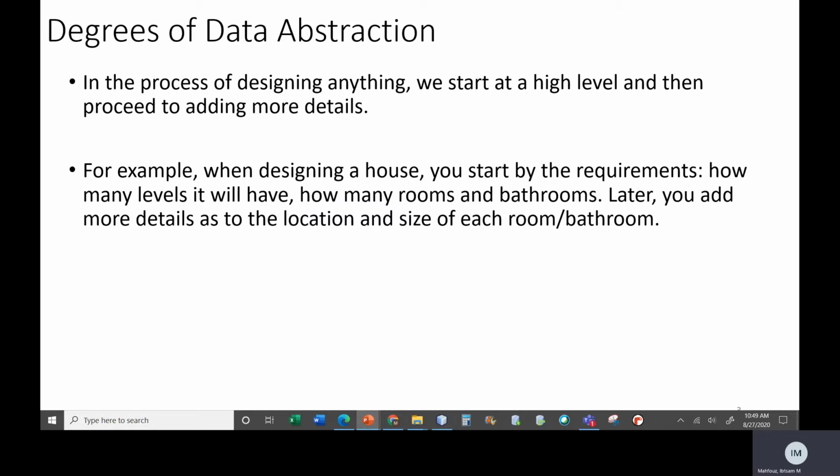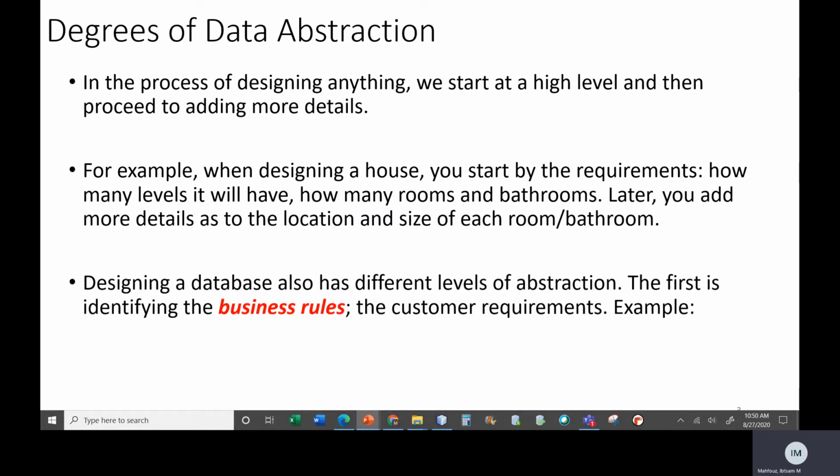And then as you start looking into each room, you say, okay, now I'm going to talk about the size of each room or where the bathroom is going to be located within each room, or the closet. So you start adding little details little by little. The same way we have to do a database design.